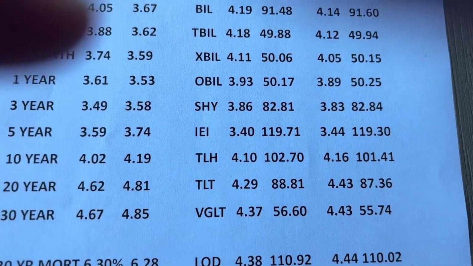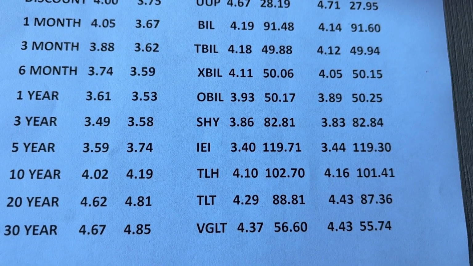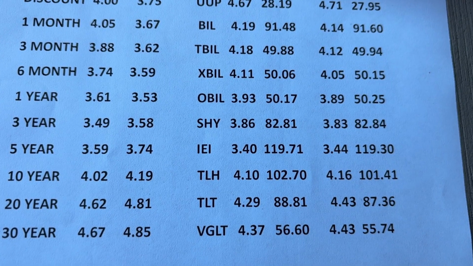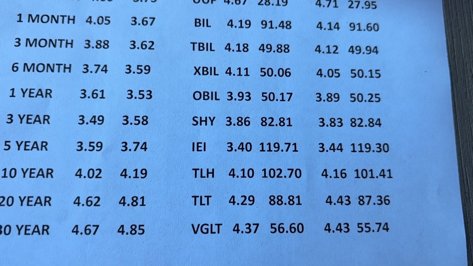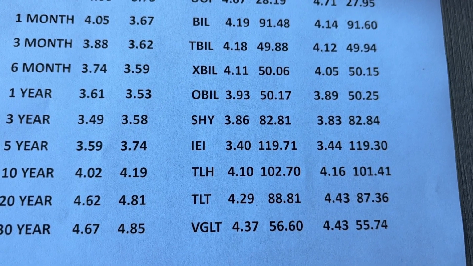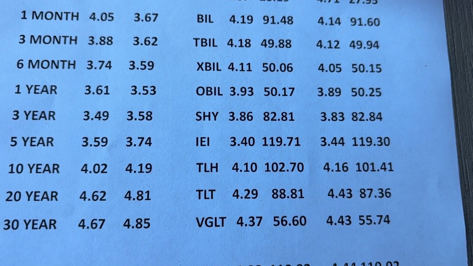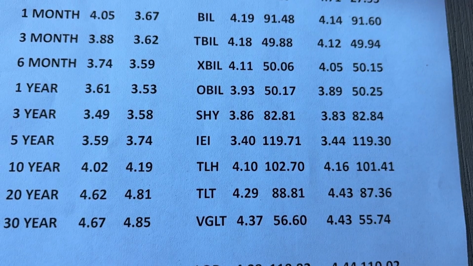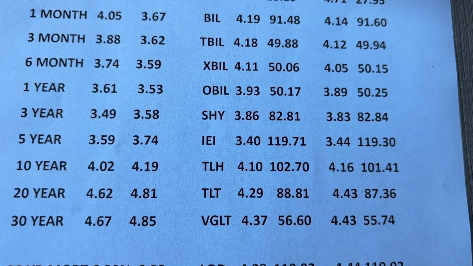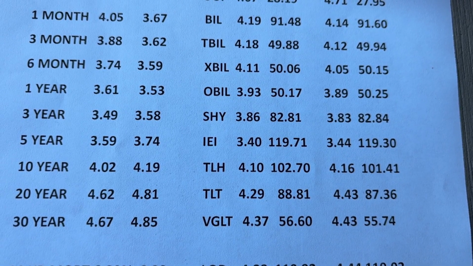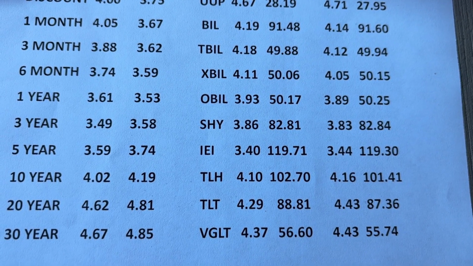And in a similar pattern, you can go all the way out to, say, the 30-year bond. The 30-year bond went from 4.67 to 4.85, and not surprisingly, the yield on the corresponding ETF, which tracks the long-term bond, went from 4.37 to 4.43. Now, with higher interest rates, would we expect a lower price? And we got it, from 56.50 to 55.74. So we can see in the schedule here, and I'm not going to read them all.